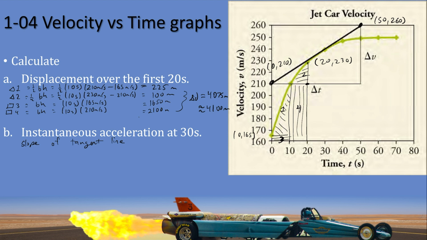So I'm going to use the slope, so it's y2 minus y1 over x2 minus x1. So that'll be 50 meters per second over 50 seconds, or 1 meter per second squared, which means on average, at 30 seconds, the velocity is changing by 1 meter per second every second.